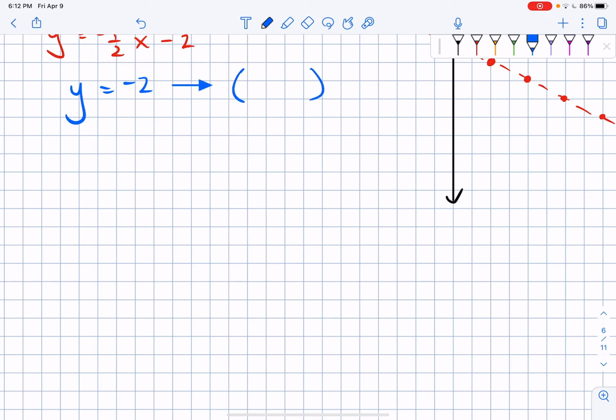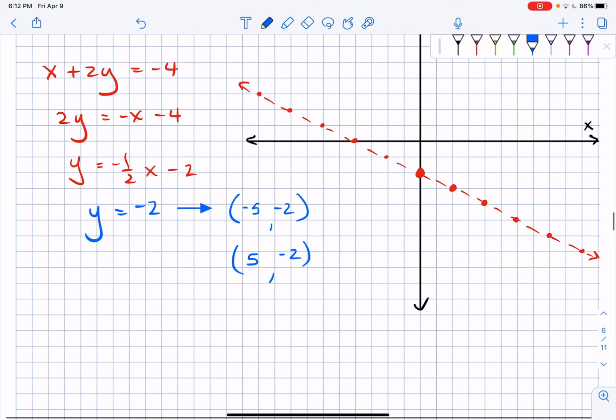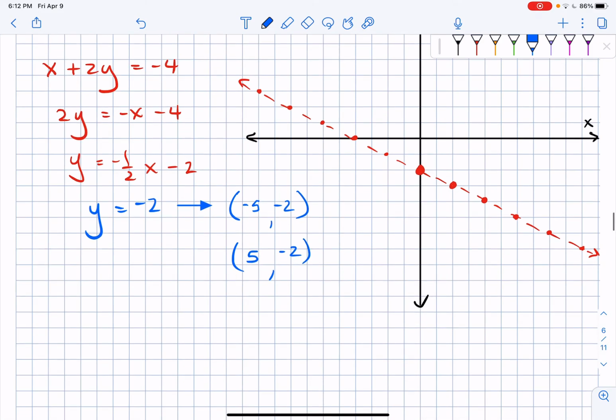So if I do a point here and a point here, let's just put 2 points, the y value is always negative 2. I can make up any other x's. So let's say, I don't know, negative 5 and 5. So let's go ahead and plot those 2 points. All right, so negative 5, negative 2, and 5, negative 2.